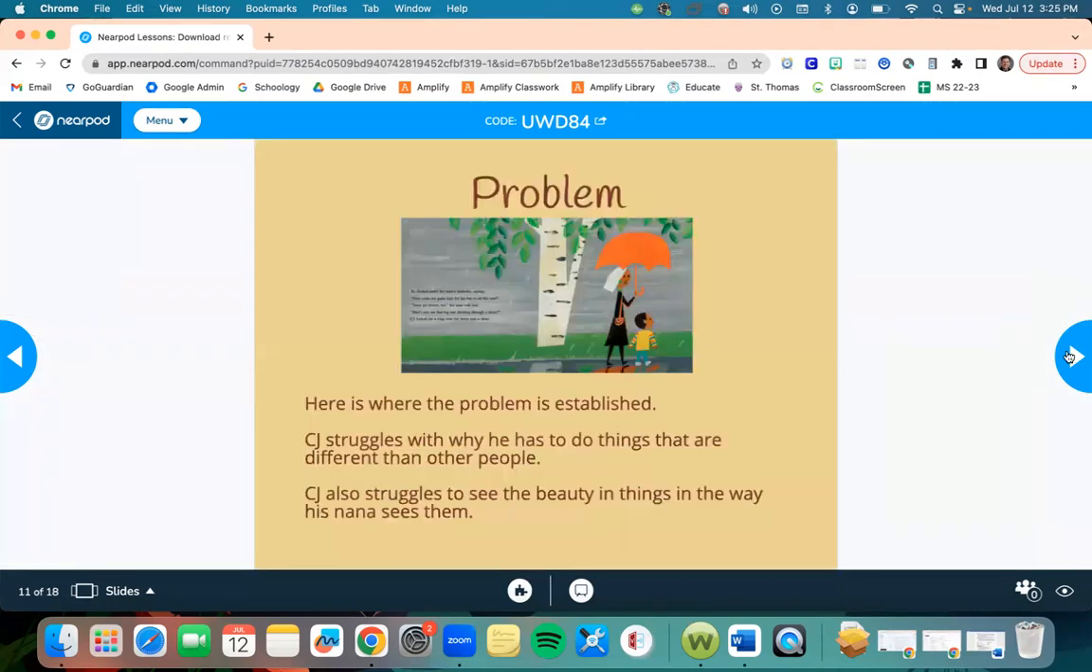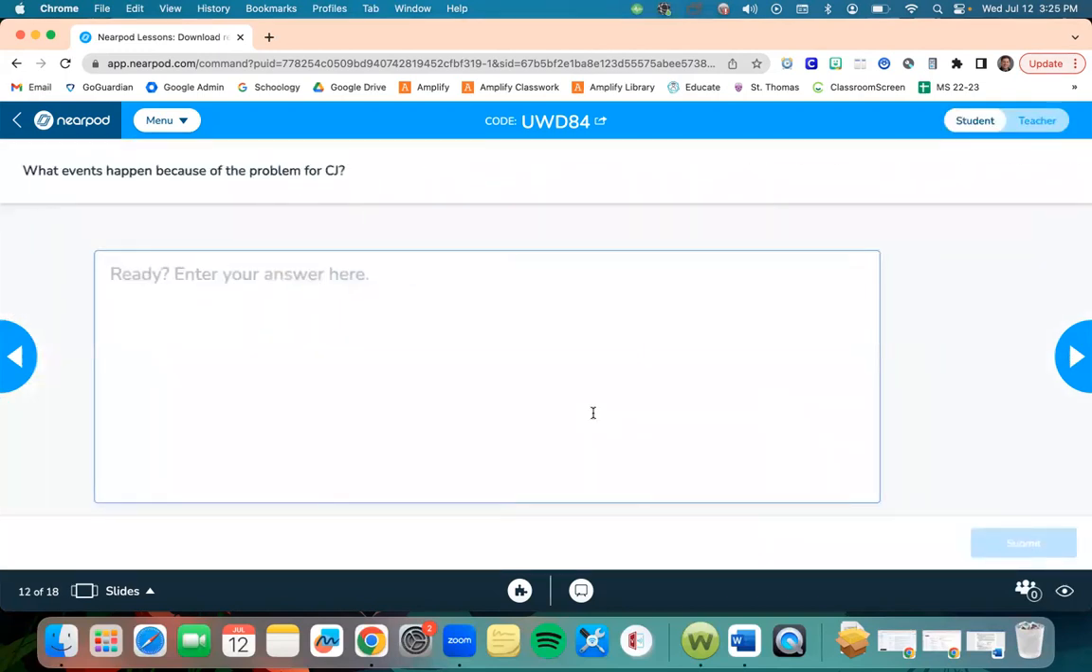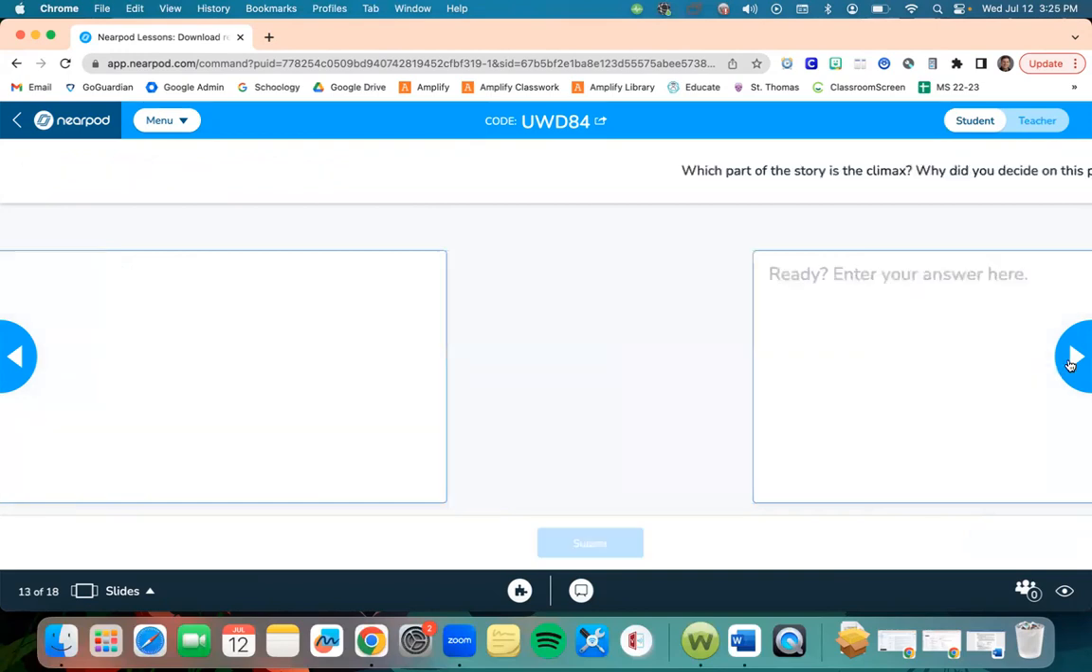For this one, I'd like to discuss what the students say, but also instruct the students on what I would consider to be the problem. He struggles with having to do things that are different from other people, and he just isn't able to see the beauty in those things that his Nana is able to see. Then students think about what events happen because of this problem for CJ. Students type in their thoughts, and then we discuss them as a class.